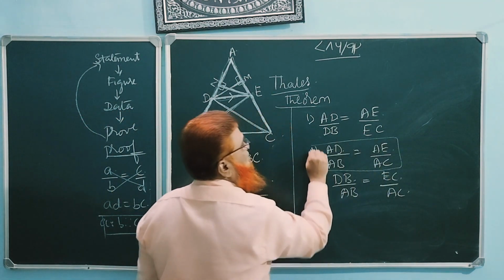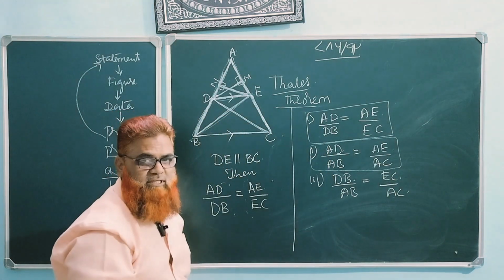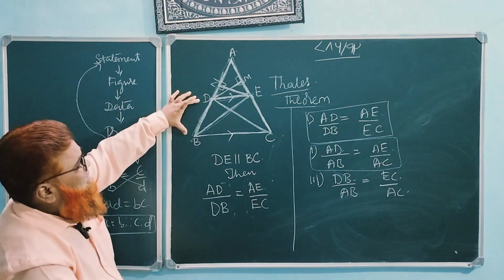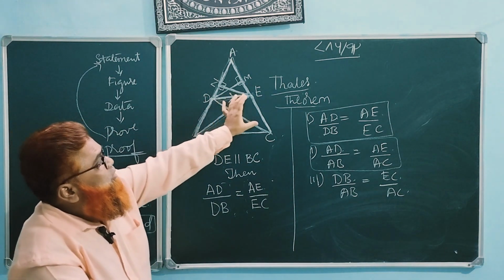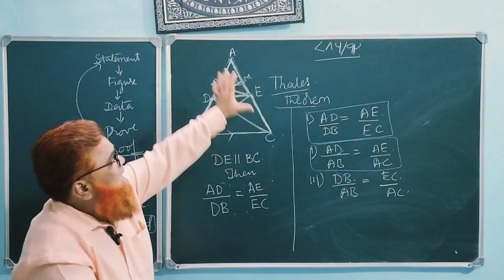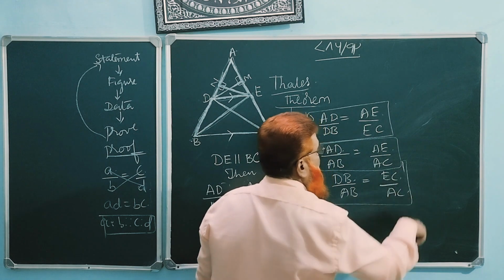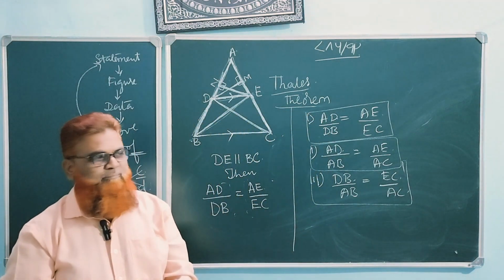This is the second part. It is also true for this proportion. The next is the below part of AB, DB, divided by whole AB. It is the below part of AC, EC, divided by whole AC. This is also a part of the Thales statement.